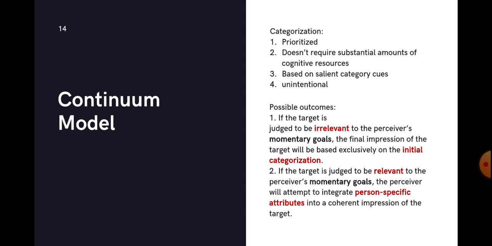Why is that? What we need to know about categorization, which is using category-related information in judging someone, is that it is usually prioritized because it does not require a substantial amount of cognitive resources. And it is based on salient category cues, and we usually do it unintentionally.